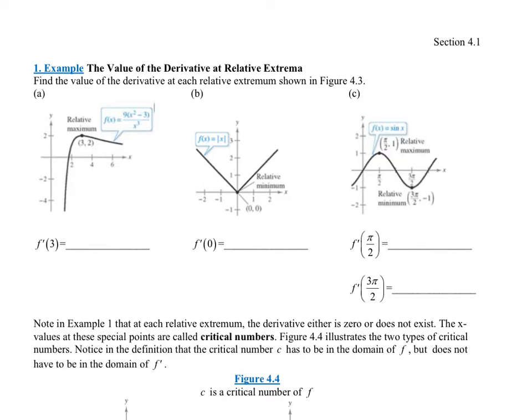So what they're getting at is if you look here on 4.3a, you see a relative maximum. They give you the function. They want to know what's the value of the derivative there. At b, they give you a relative minimum with that absolute value function at 0, 0. They're asking what's the derivative there.